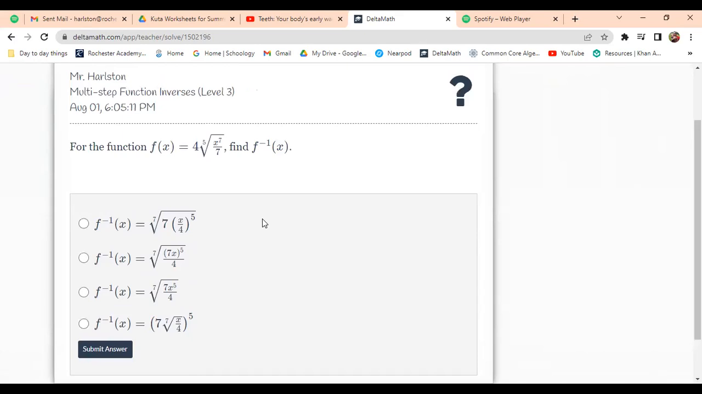Okay, wow, this one looks a little fishy. So we got f of x equals 4 times the 5th root of x to the 7th divided by 7. And they want us to find the inverse. So, okay, I've written it down on my iPad.